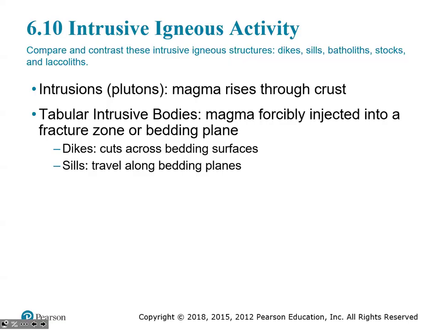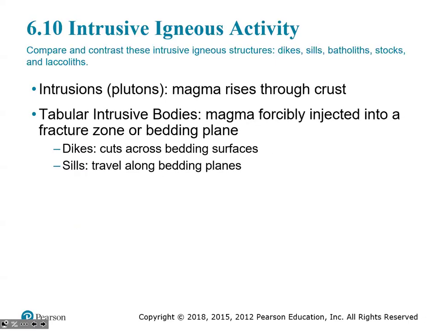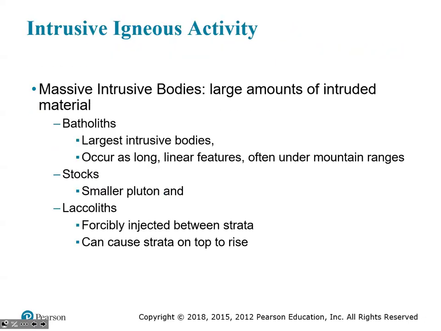If it's horizontal, they travel along bedding planes that are flat sheets. These are called sills. This is when, as the overlying rock is built up in layers, the magma flows in between those layers. So you can have these tabular intrusive bodies, and massive intrusive bodies that have large amounts of intruded material and push stuff out of the way.